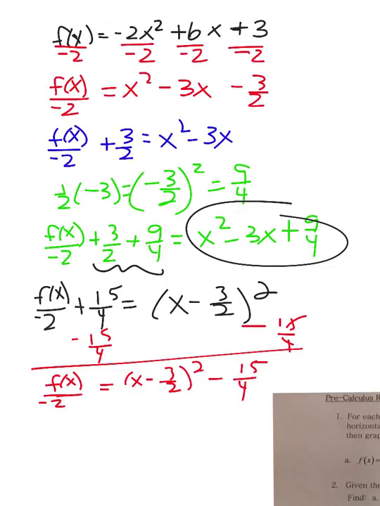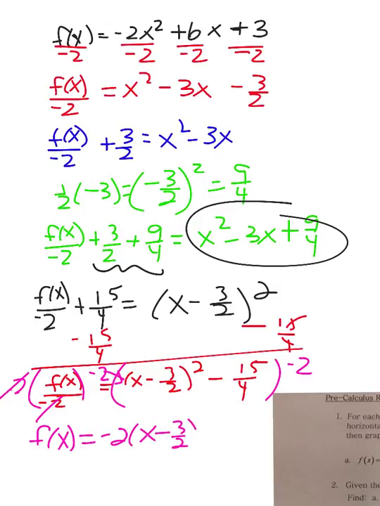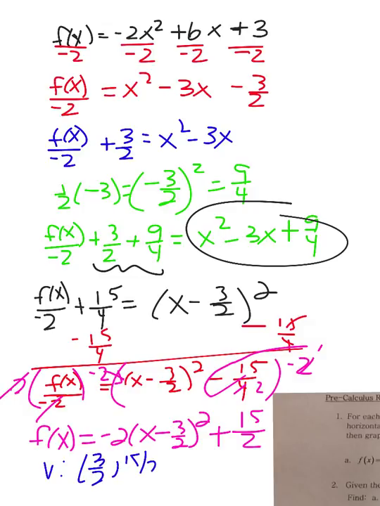Now I need to get rid of the -2. So I multiplied this by -2, so that'll cancel. And I multiply both sides by -2 over here. So the -2 here just goes in front of the parentheses. So I have f of x equals -2 times x minus 3 halves squared. The negative 2 here, that becomes positive. Alright, so that becomes positive. And then the 4 and the 2 reduce to 1 and 2, so it's positive 15 halves. Alright, so my vertex would be positive 3 halves, comma 15 halves.